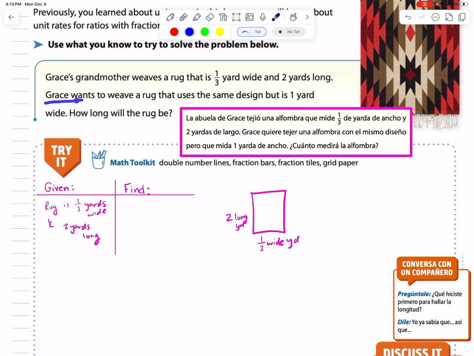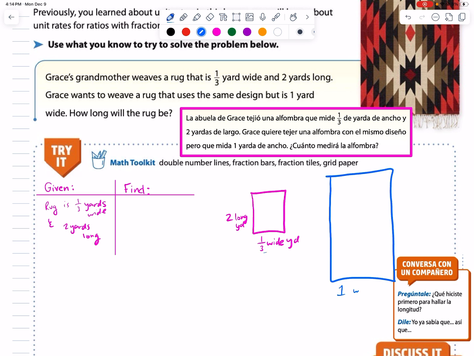All right, let's keep going. Grace wants to weave a rug that uses the same design. So it looks like they want a scale drawing, the same shape, but 1 yard wide. How long will the rug be? So they want a new rug, I'll make it in blue, but instead of being 1/3 wide, they want it to be 1 yard wide. So this is going to be our variable. We need to figure out how long the rug will be.